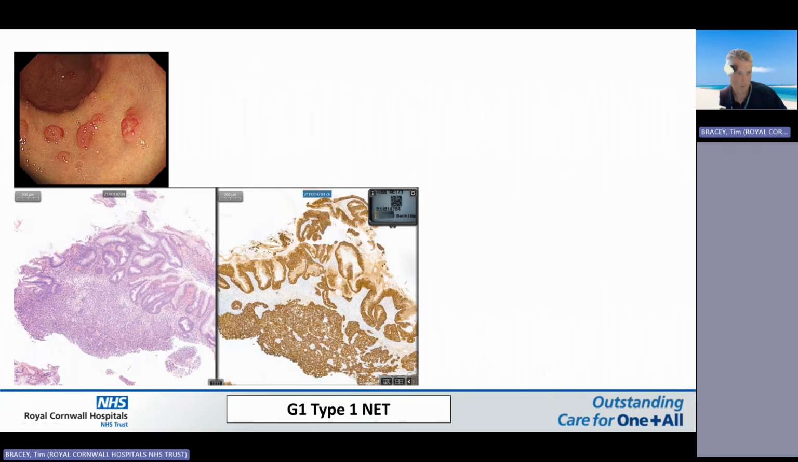But if you look at the form, in fact the form was pretty obvious in this case because it said routine endoscopy for type 1 neuroendocrine tumours. You can see these beautiful little glistening polyps, look a little bit like fundic gland polyps, except they're reddened, eroded, and actually this mucosa is completely flat in the background. There's no folds in the gastric mucosa. So these are type 1 neuroendocrine tumours arising on the background of chronic atrophic gastritis.